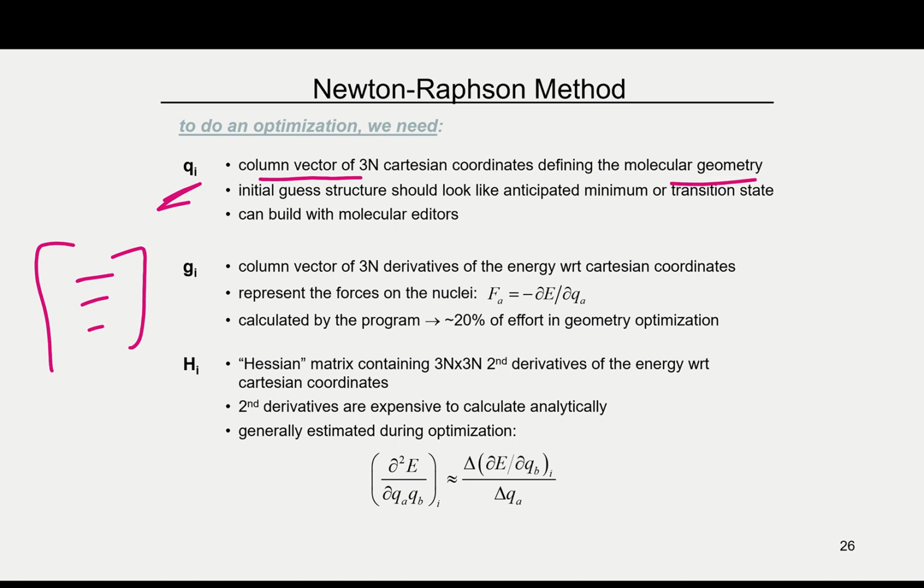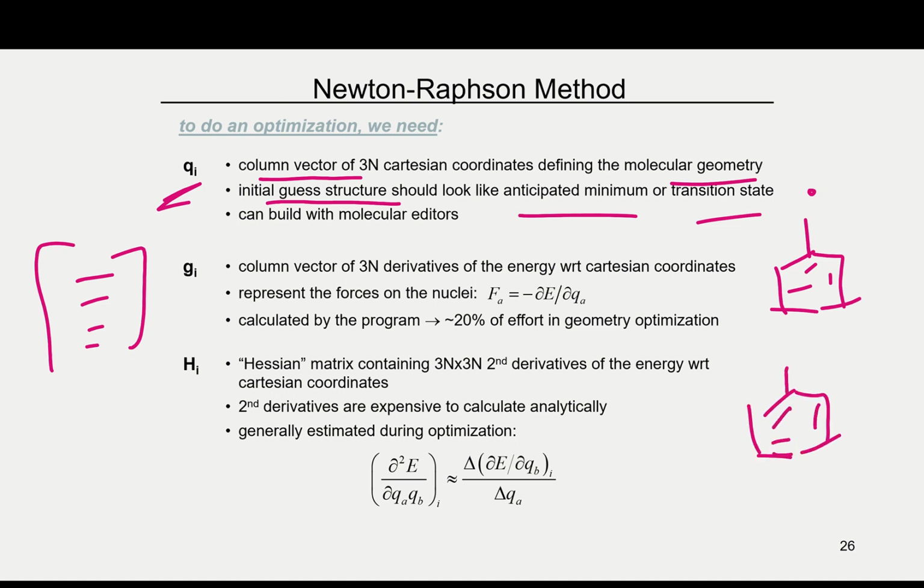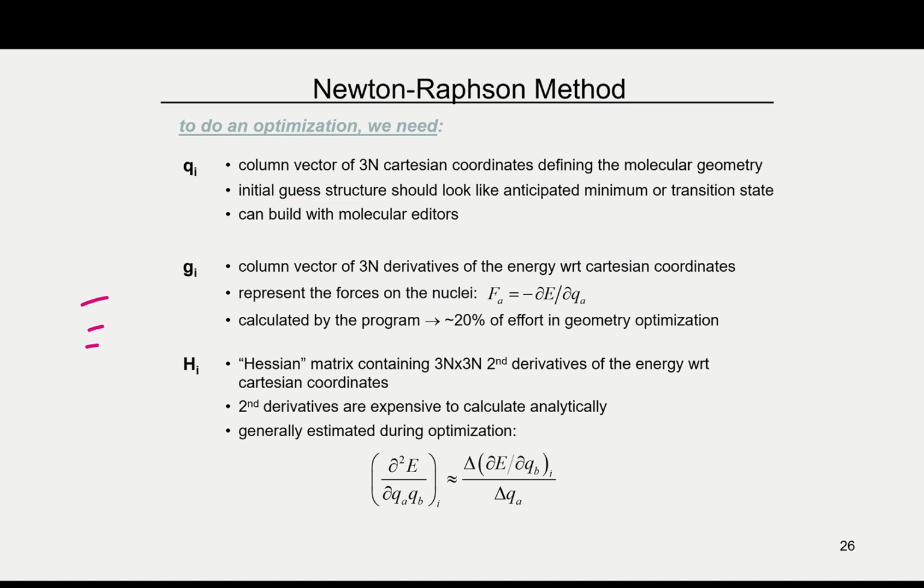What does it tell you about the molecular geometry? How the geometry is. The initial guess structure should look like the anticipated minimum or transition state. For example, if you want to get an anticipated minimum, then you should take a guess structure which is exactly like that. You just try to construct a structure which is exactly like the real one. You shouldn't construct a structure which is different. If it is different, then it will not give you the real structure.